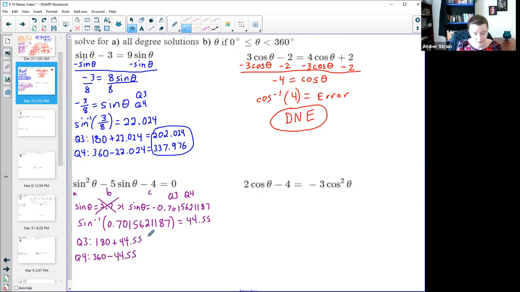Okay, because those are the places that sign is negative. So I type that in, and that's going to give me 224.55 and 315.45.